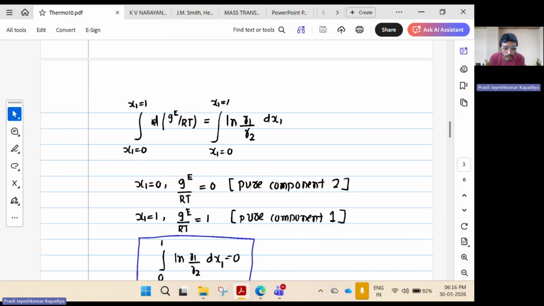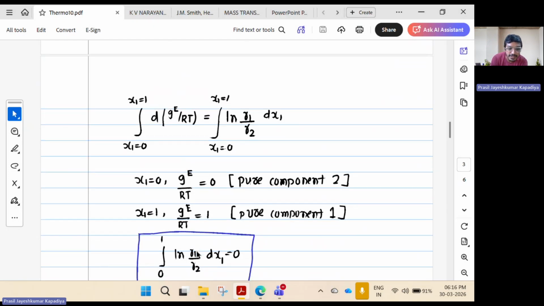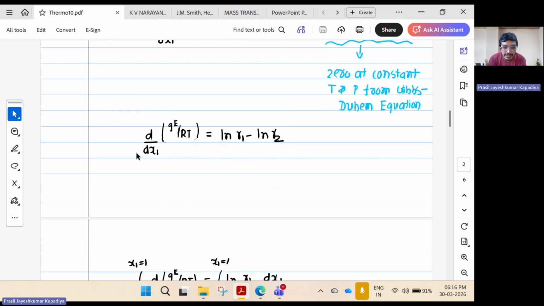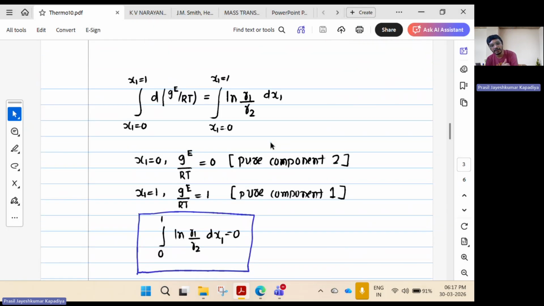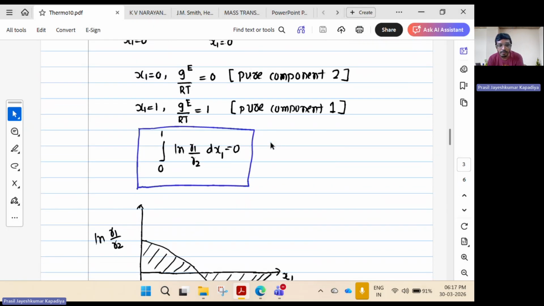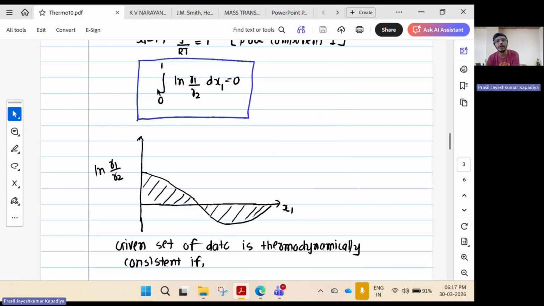So when x1 is equal to 1, it is a pure component 1 system. So in that case also it should be 0 here, not 1. So G^E by RT should be equal to 0. So what are we left with? We are left with the integration from 0 to 1 of ln(gamma1/gamma2) dx1 should be equal to 0. I just keep x1 here and integrate the equation. So I find that the integration from 0 to 1, for the entire composition range, of ln(gamma1/gamma2) dx1 should be equal to 0.